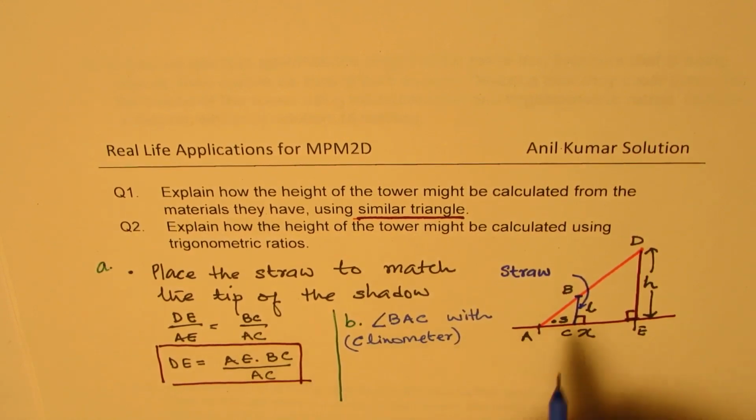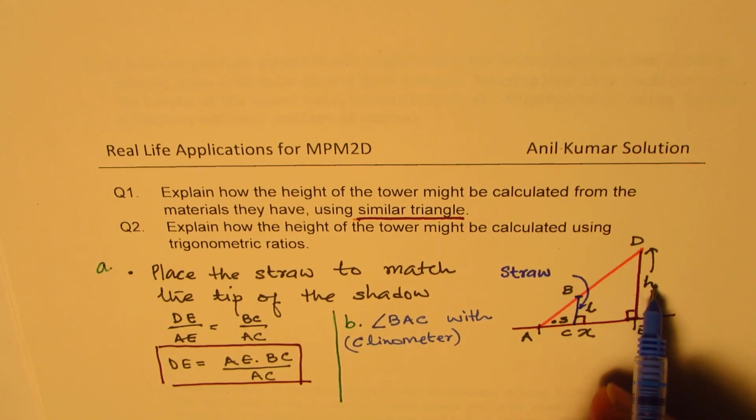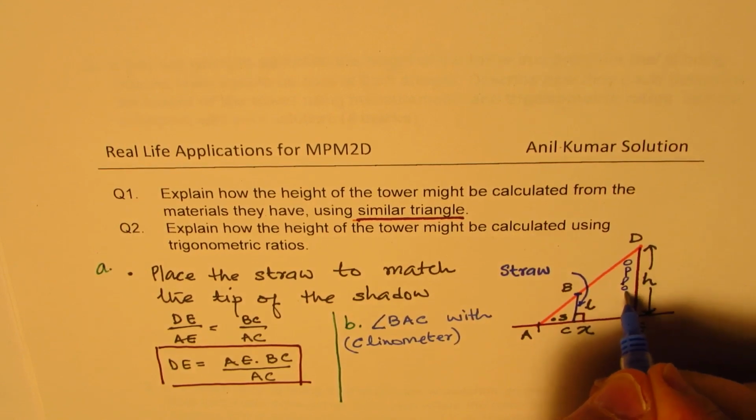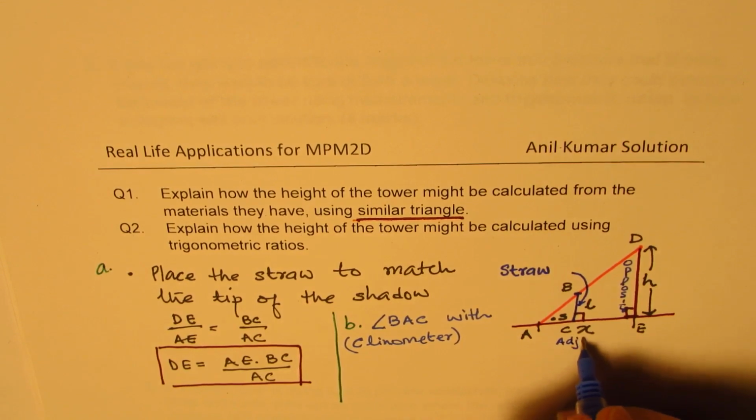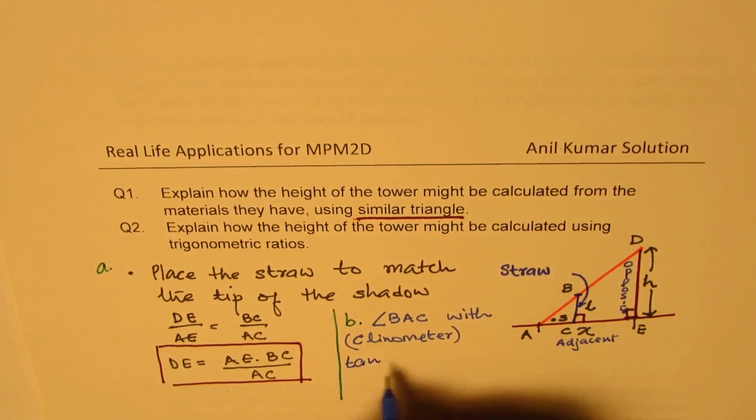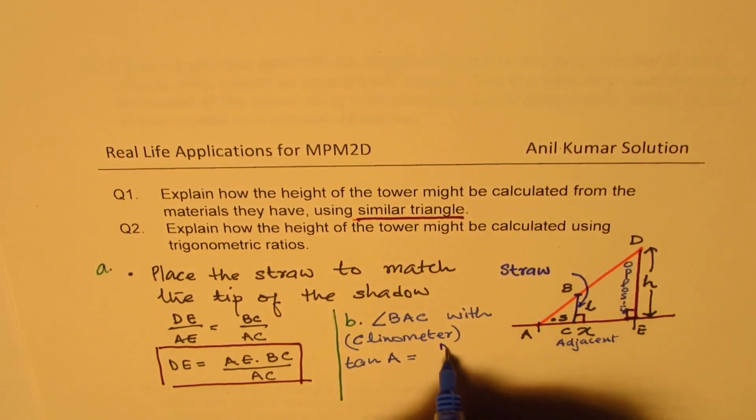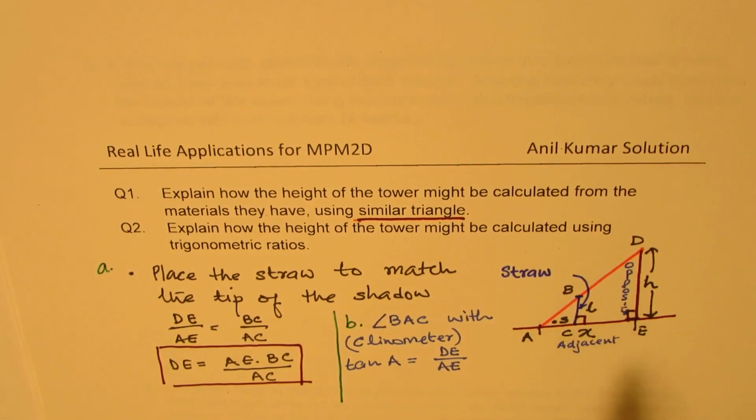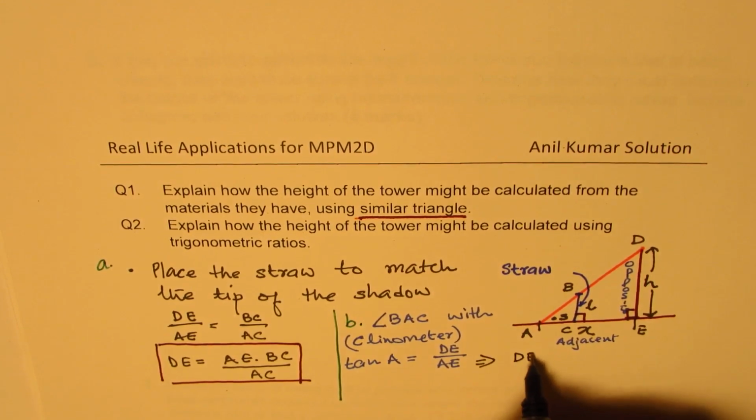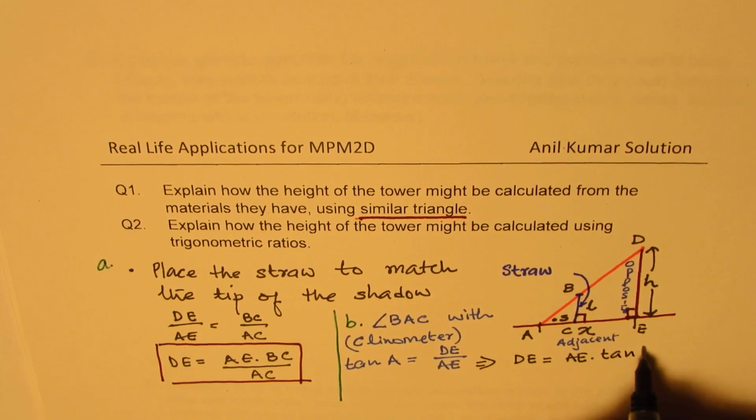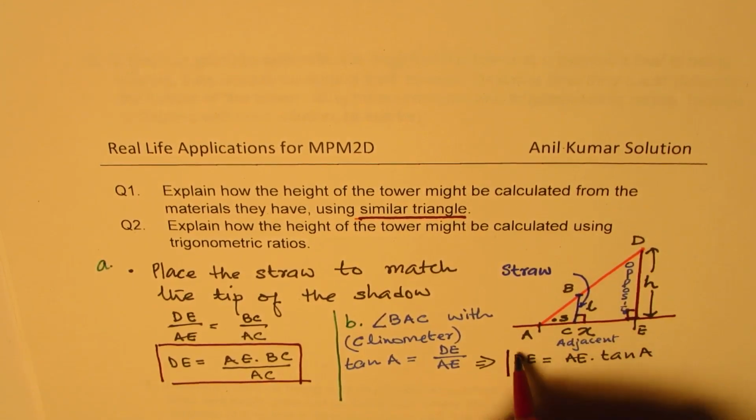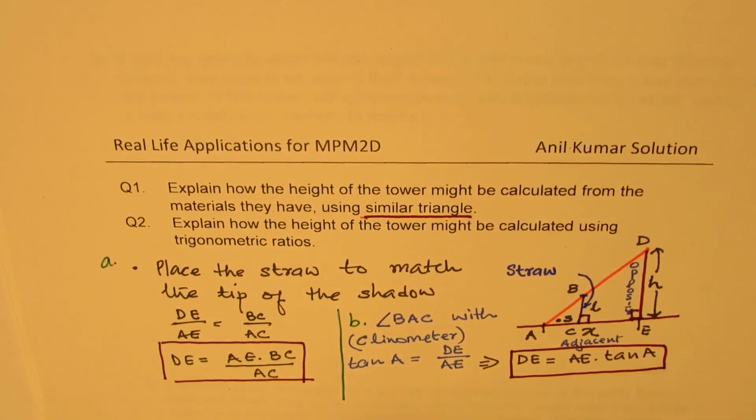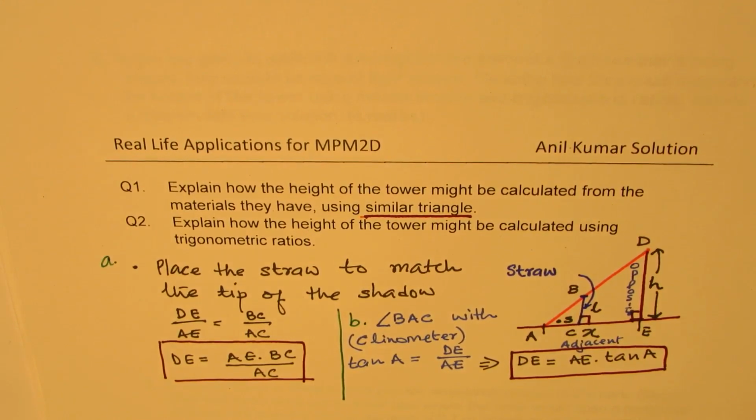So we know the angle BAC, we know what is the distance from A to E, and we now need to find the opposite side. This is the opposite side, and this is adjacent. This ratio is given by tan, so we can write tan of angle A is DE over AE. So from here we can definitely find what DE is, and so we get a formula which gives you that DE is equal to AE times tan of angle A. So that is the second method of finding the height of the tower using trigonometry. So I hope with this the concept is clear. So let's move on now and answer the rest of the test paper.